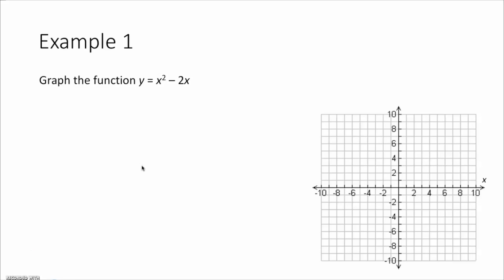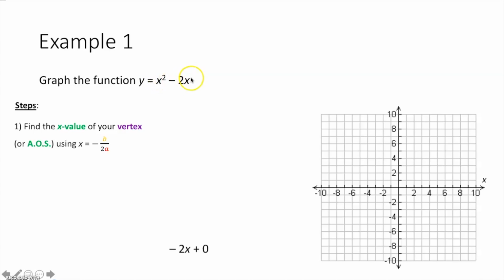Example time! Okay, example 1 says graph the function y equals x squared minus 2x. So step 1 is to find the x value of your vertex or axis of symmetry using x equals -b over 2a. So in this case, let's name our a, b, and c. Well, this is the same as x squared minus 2x plus 0. So our a value is 1, our b value is negative 2, and our c value is 0.